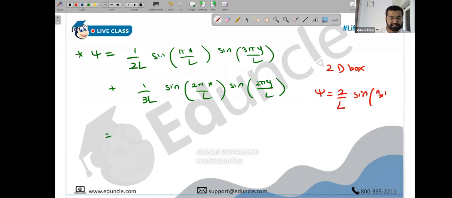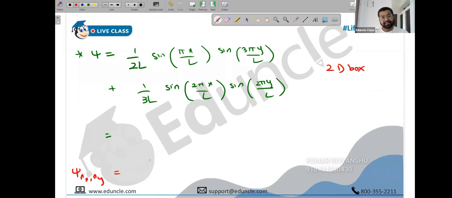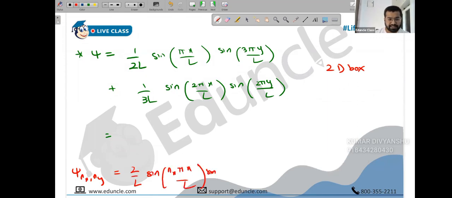And then you have sin(nx πx/L), and then sin(ny πy/L). But I'll write it all in one line. How do you write a wave function in a 2D box? In a 2D box, psi nx,ny is root of 2/L sin(nπx/L) times root of 2/L sin(nπy/L). But root of 2/L times root of 2/L becomes 2/L, and then you have sin(nπx/L) and sin(nπy/L).